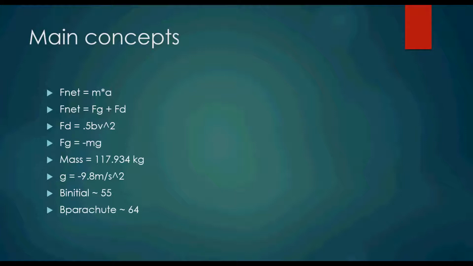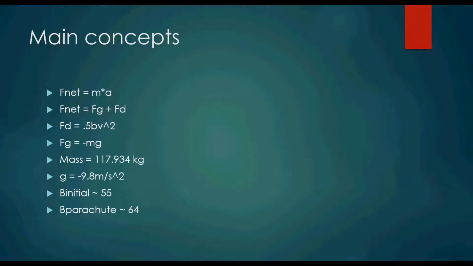The main concepts in this problem revolve around Newton's second law. Newton's second law states that net force is equal to mass times acceleration. The net force equation in this scenario is the gravity force plus the drag force. Now the drag force would oppose the direction of motion, and its equation is 1/2 times the drag constant times v squared. Whereas the gravity force heading in the downwards direction would be equal to mass times gravity.